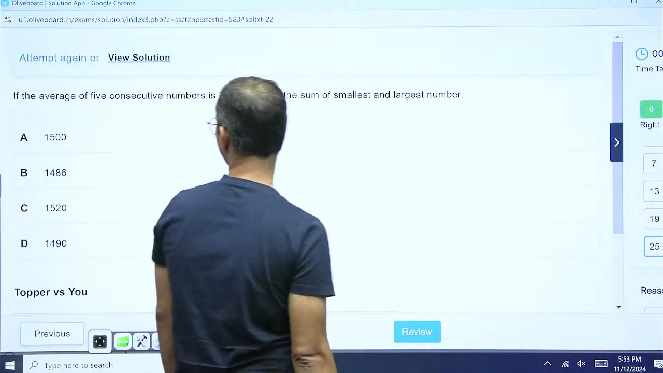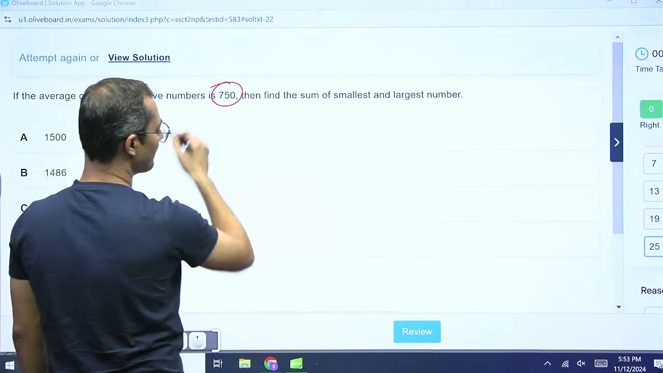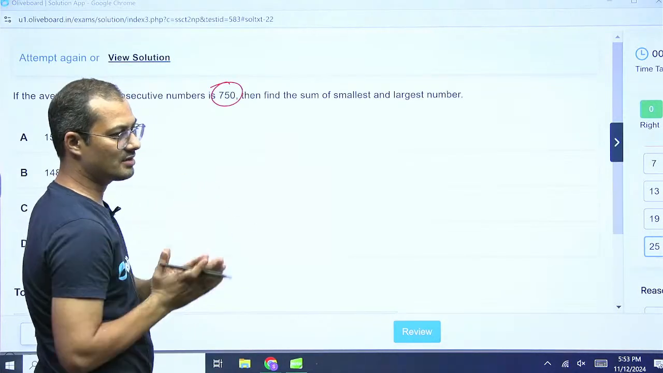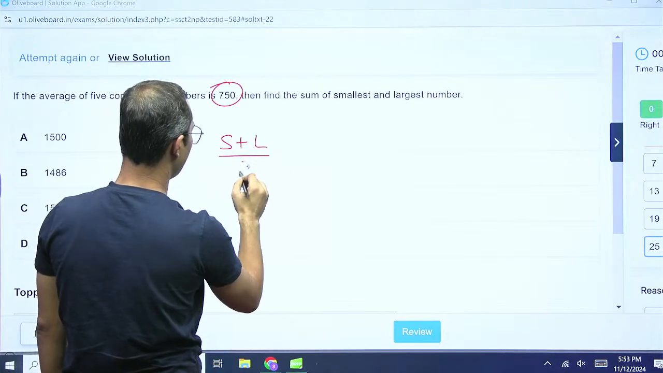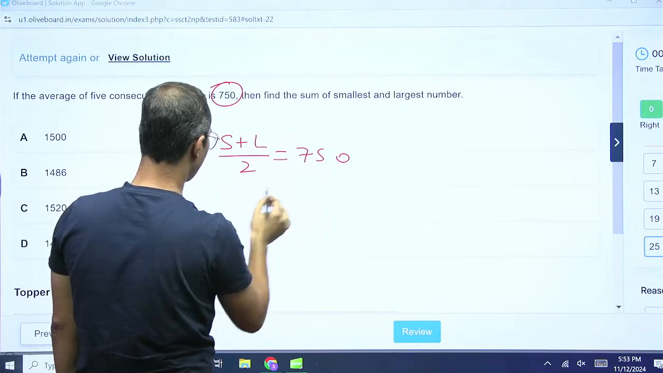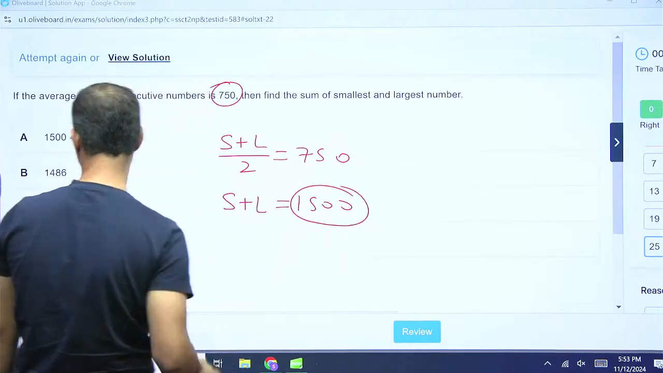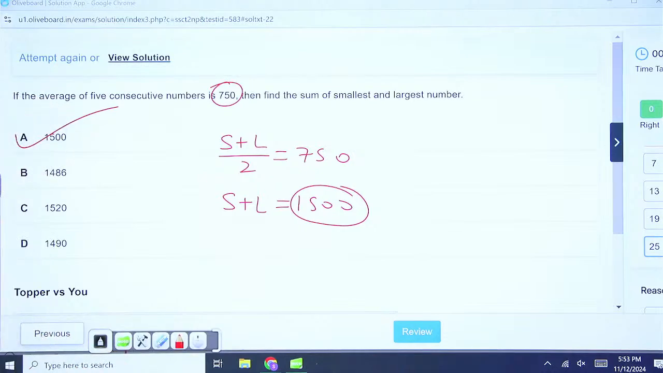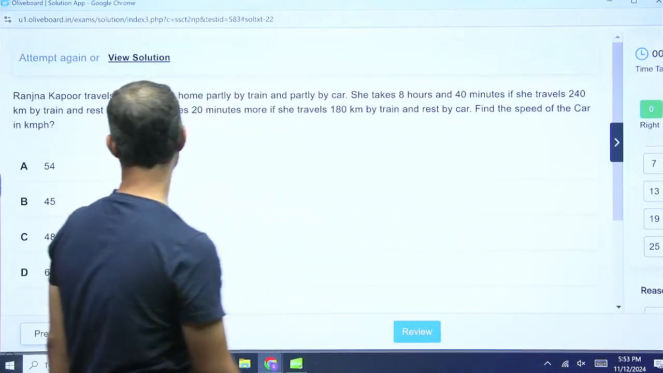Now tell me what is the answer for this question. If we have 5 consecutive numbers, it means the difference between the terms is the same, so it is an AP series. The average for an AP series is smallest plus largest divided by 2, which is equal to 750. So the sum of smallest and largest is equal to 1500. No need to use pen and paper for this type of question. So moving to next question.